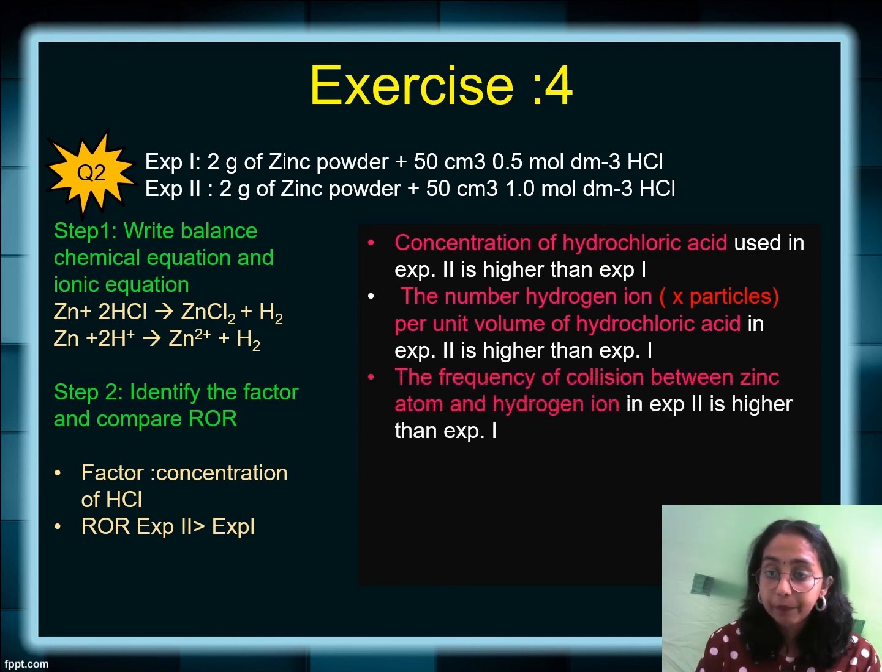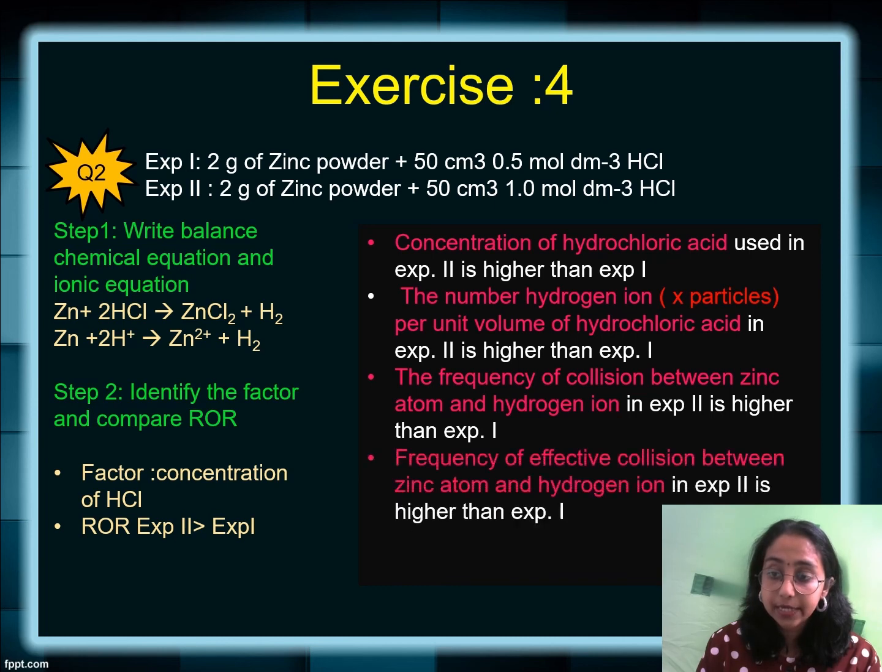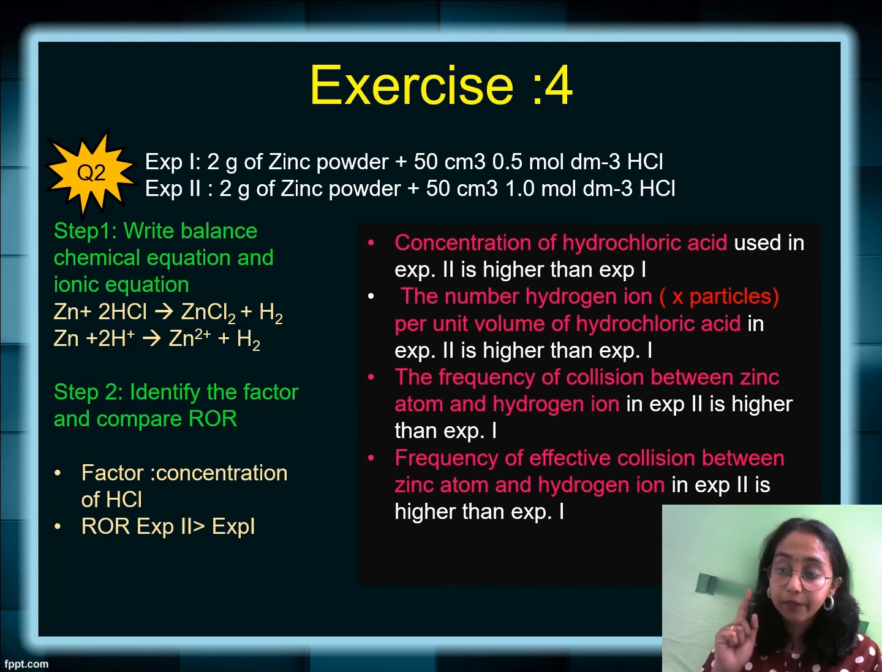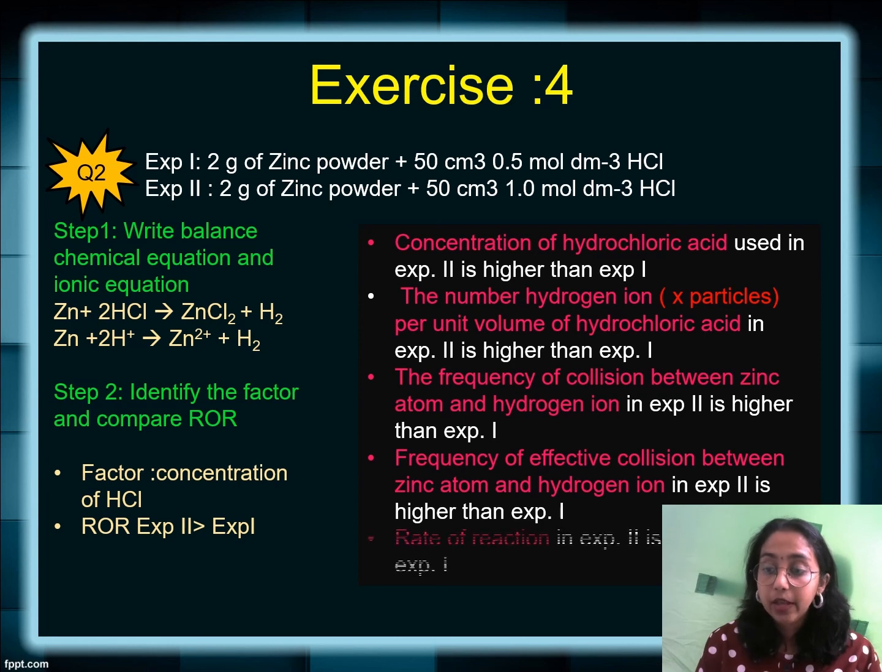So please mention the number of hydrogen ions per unit volume of hydrochloric acid in experiment 2 is higher than experiment 1. Then we go for frequency of collision. The frequency of collision between zinc atom and hydrogen ion in experiment 2 is higher than experiment 1. And finally, you talk on frequency of effective collision. If you compare these two sentences, it is about the same. The difference is you talk about frequency of collision, then you talk about frequency of effective collision. Finally, draw the conclusion that rate of reaction in experiment 2 is higher than experiment 1.